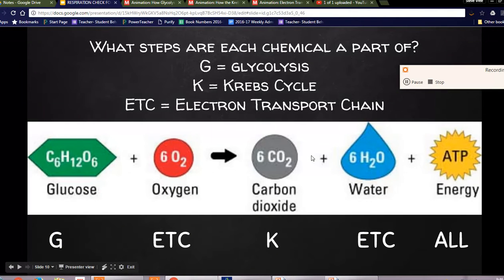So glucose is going to be used in glycolysis. The oxygen, remember, is going to happen in that last step, and it's going to accept those electrons in the electron transport chain. Carbon dioxide is going to be made in the Krebs cycle. Water is going to be made when it reacts with oxygen in the electron transport chain. And all of the steps make ATP. Most of it is made in the electron transport chain, but they all are going to make some ATP.